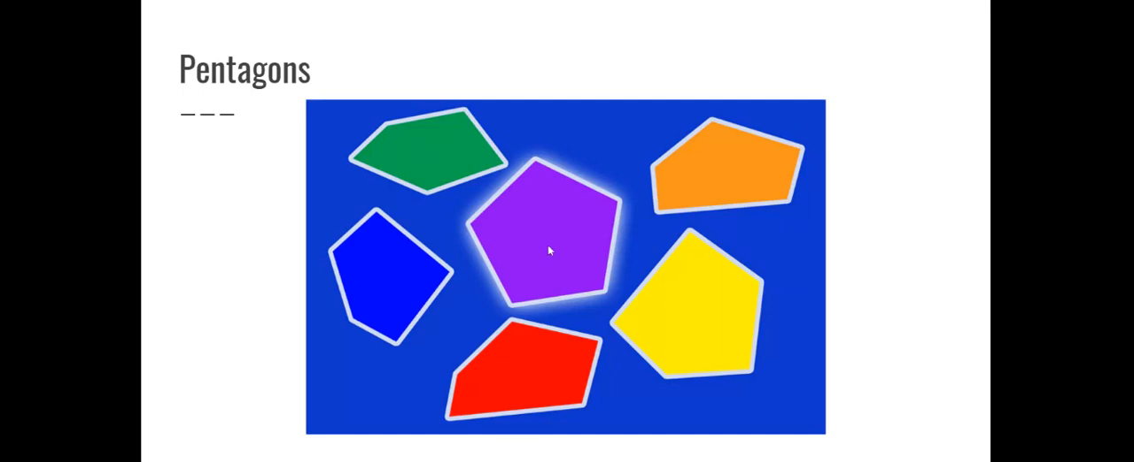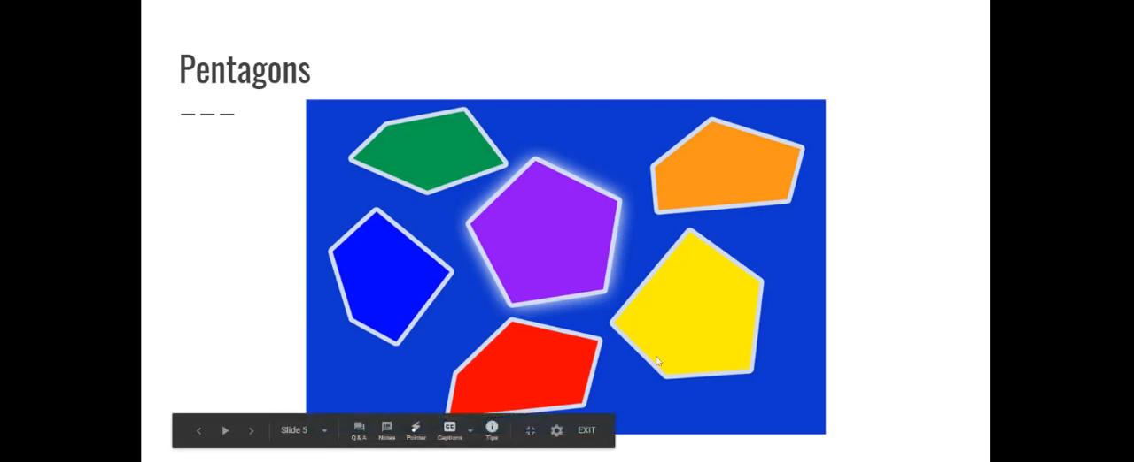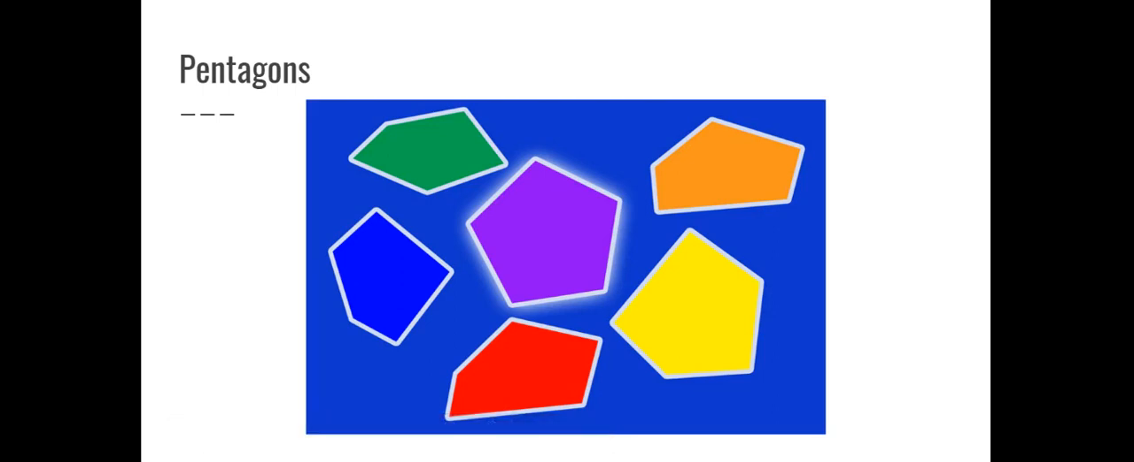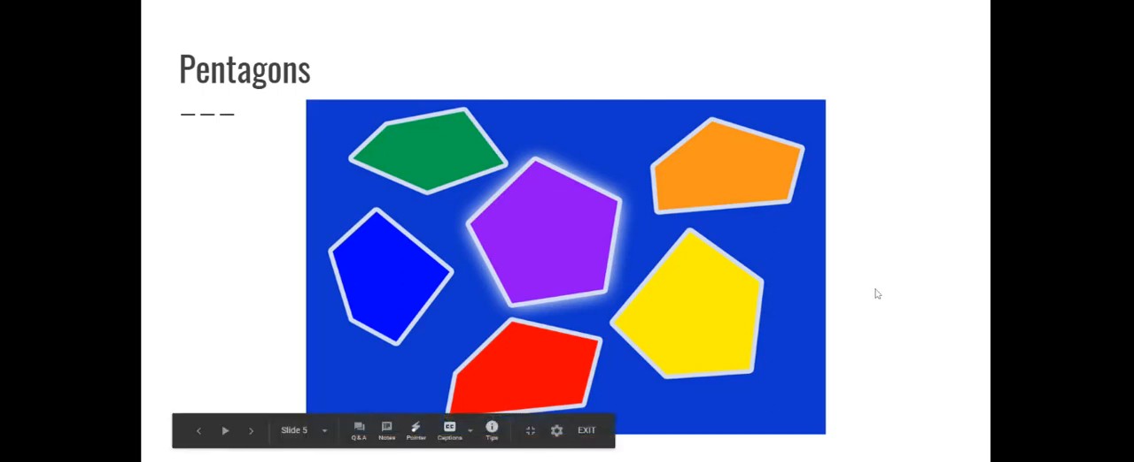Now, notice the one in the middle of my screen. That's a regular pentagon, which means that all of the sides, angles, and vertices are the same. These around it are all irregular, which means they still have 5 sides, but not all of the sides, angles, and vertices are the same.